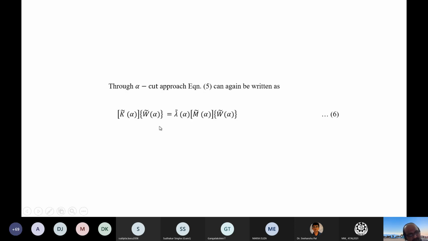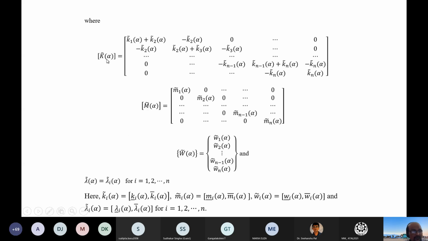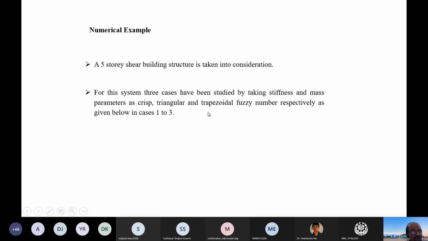So then, using the alpha cut approach, that eigenvalue problem can be written as K tilde alpha, W tilde alpha is equal to lambda tilde alpha, M tilde alpha, W tilde alpha. So this is in alpha cut form. K tilde and M tilde will be in terms of alpha, W also will be in terms of alpha, where Ki alpha and Mi alpha are also in interval form, whatever you take, TFN or TRFN.